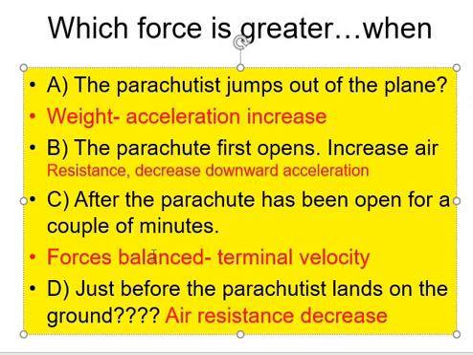After the parachute is opened for a couple of minutes, the upward and the downward force are balanced, gravity and air resistance, and that's causing terminal velocity. And then finally, just before the parachutist lands, there will be less air resistance. As it gets closer to the ground, the parachute might start to actually be less inflated, and so you would hit the ground. Acceleration then cannot be constant.